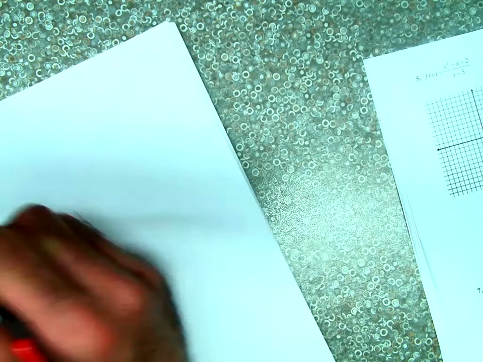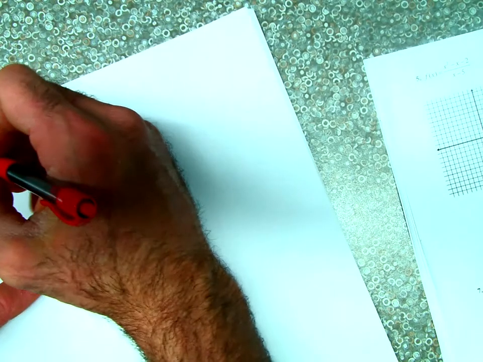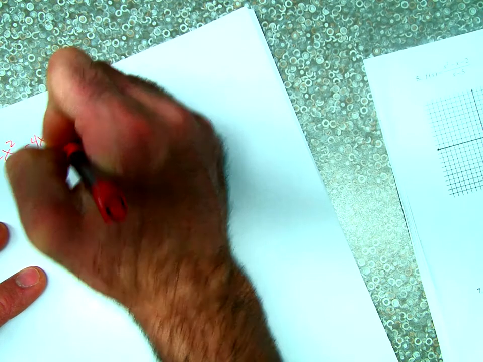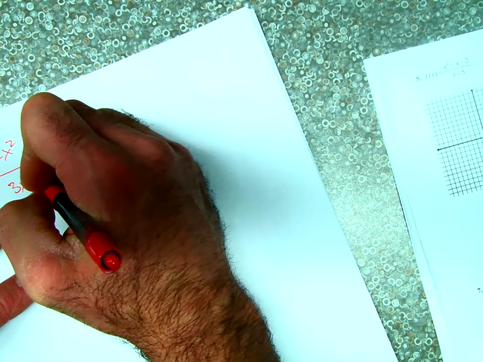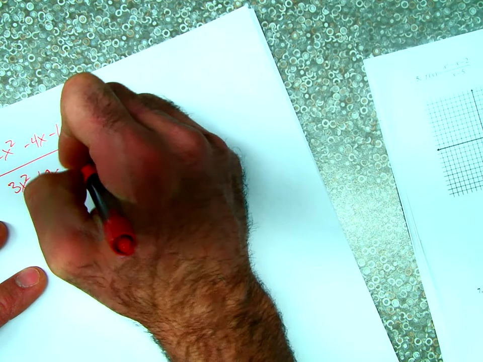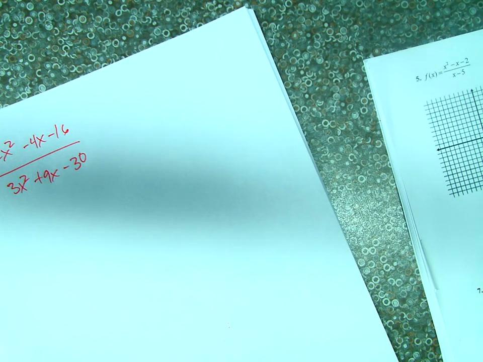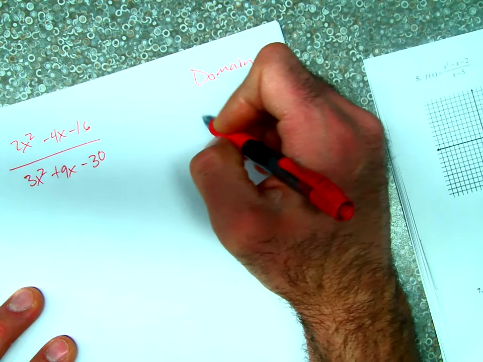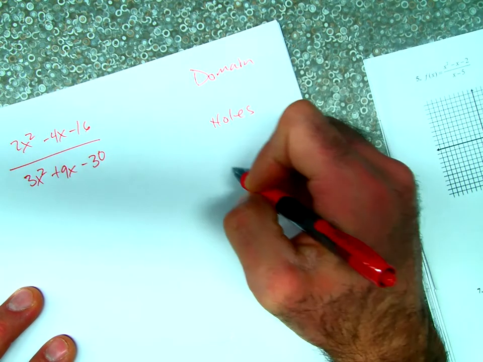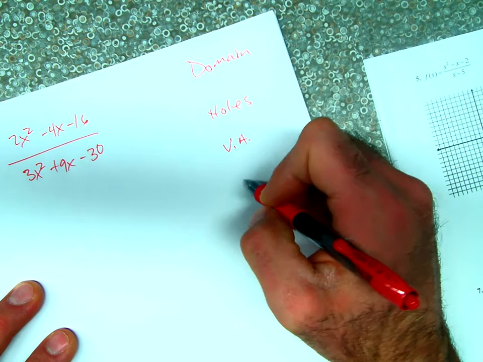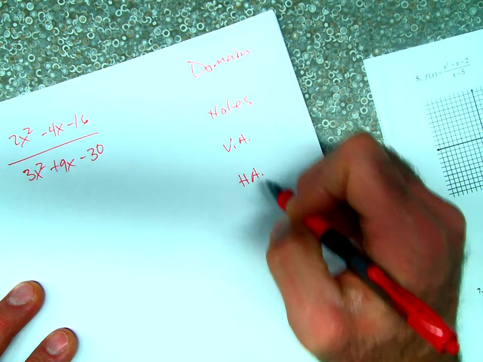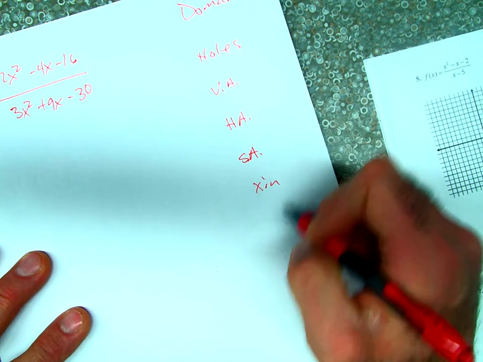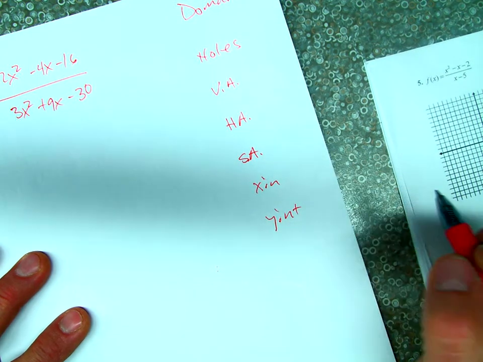Let's try one that is 2x squared minus 4x minus 16 over 3x squared plus 9x minus 30. We need domain, poles, vertical asymptotes, horizontal asymptotes, slant asymptotes, x-intercepts, y-intercepts. Is that everything? I think that's everything.